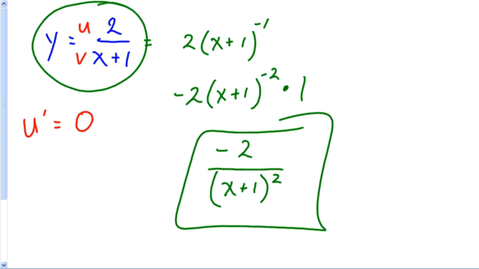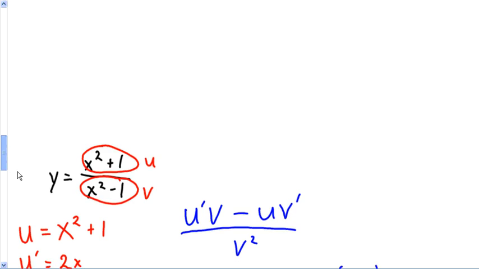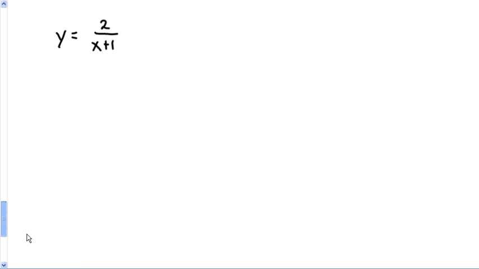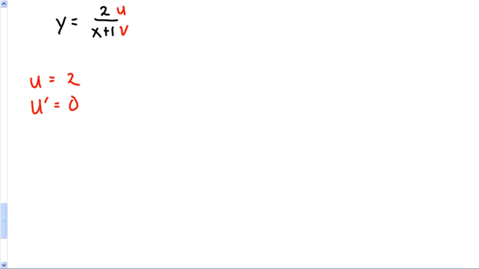Let's go back and see what we can do with that guy. Let's work him for real over here. So the top I'll call u, the bottom v. I'm going to say that u is equal to 2, so u prime is equal to 0. There's my derivative. And now v is equal to x plus 1, and v prime is equal to, wow, this problem is awesome, the derivative of x plus 1 is 1.